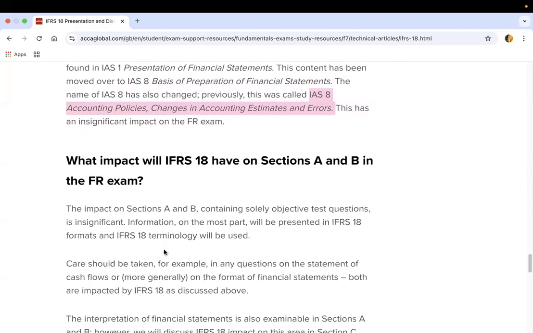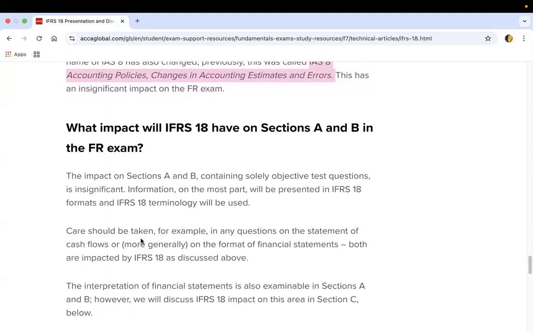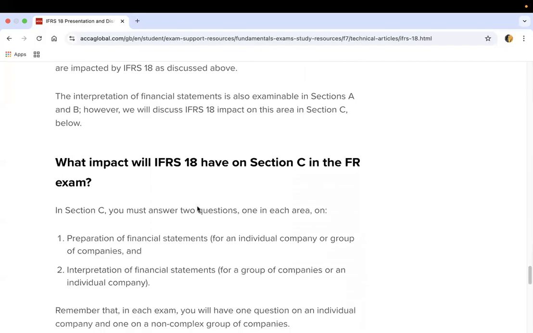What impact will IFRS 18 have on sections A and B in the FR exam? It is going to be MCQ questions only. Sometimes they would be asking you operating profit, or sometimes they would be asking you profit before financing activities and income taxes, like that. So certain categorized profit could be asked.